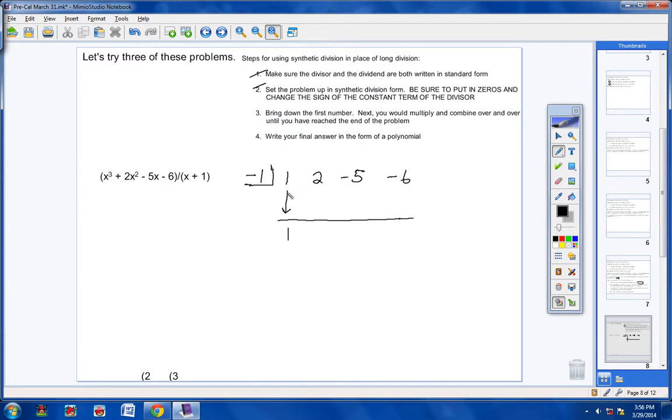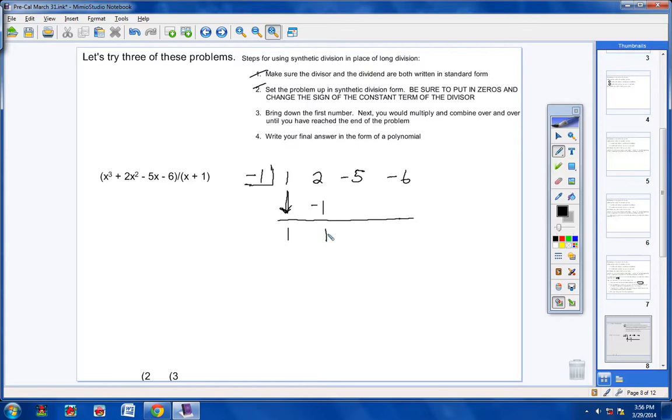So step 3 says bring down the first number. I've done that. And then step 3 says multiply and combine over and over. So watch what I mean by that. See this number here? You multiply it by this number here. And -1 times 1 is -1. Put it here. And then combine these two numbers. So -2 and a +2 and a -1 is 1.